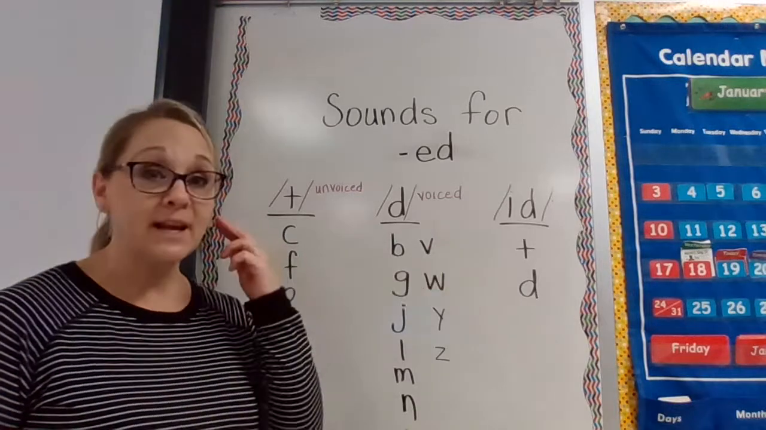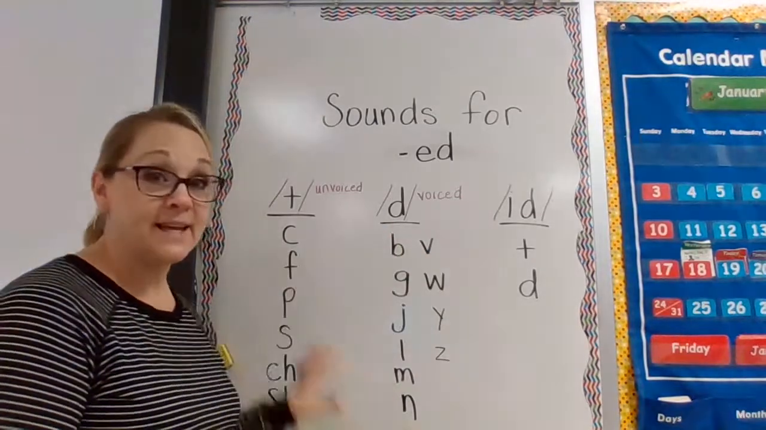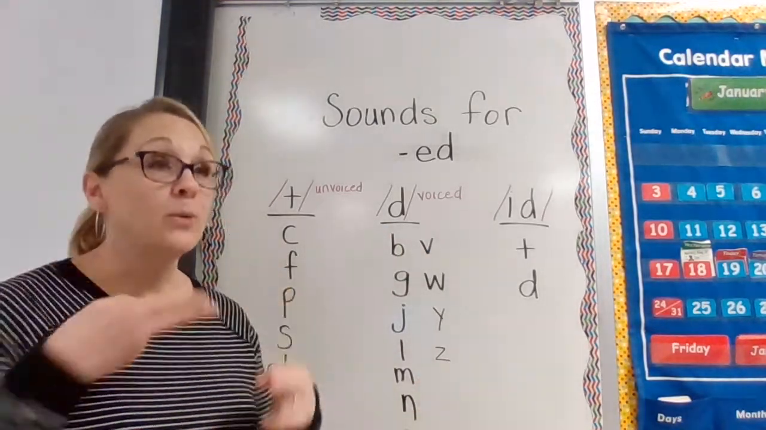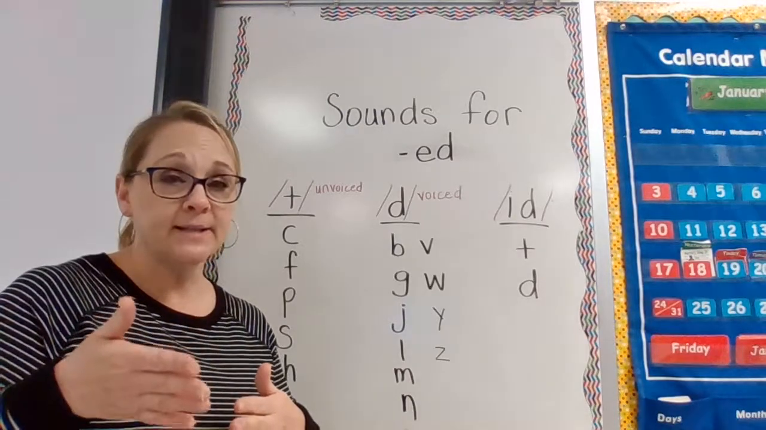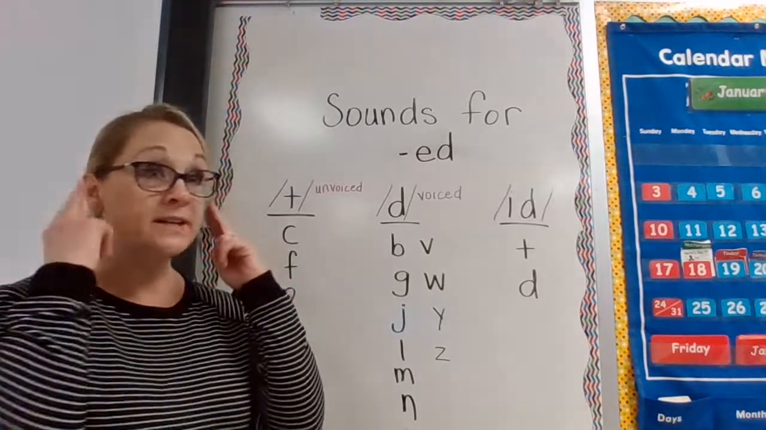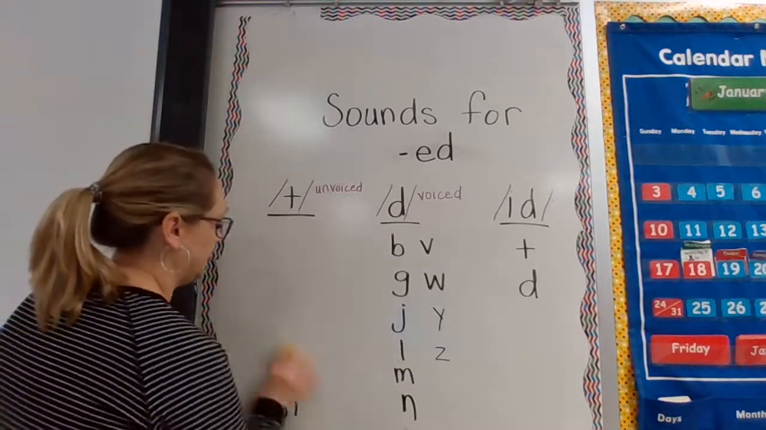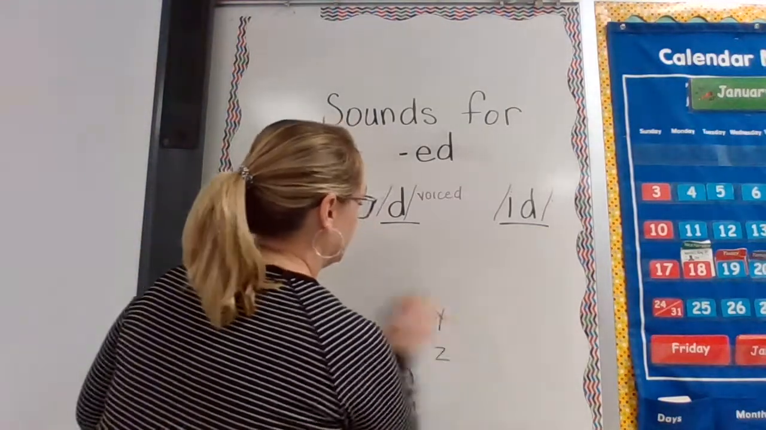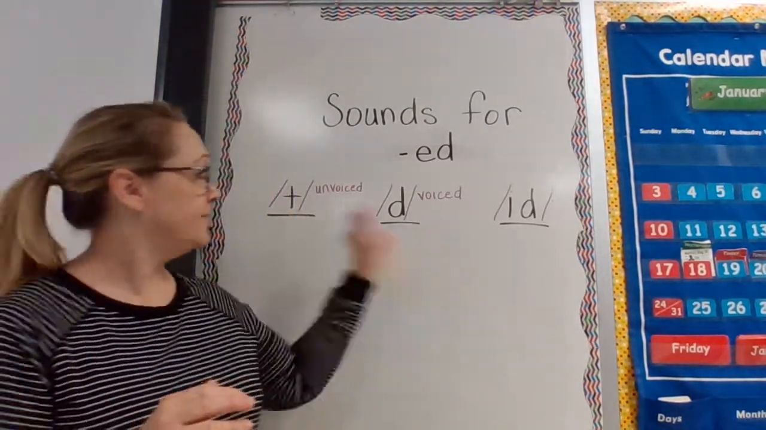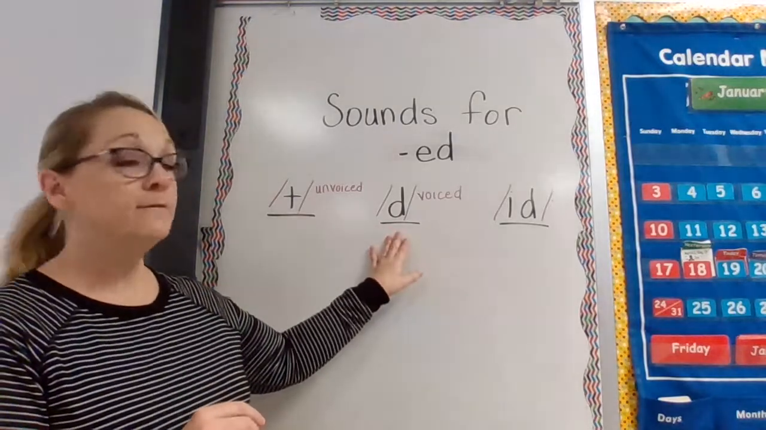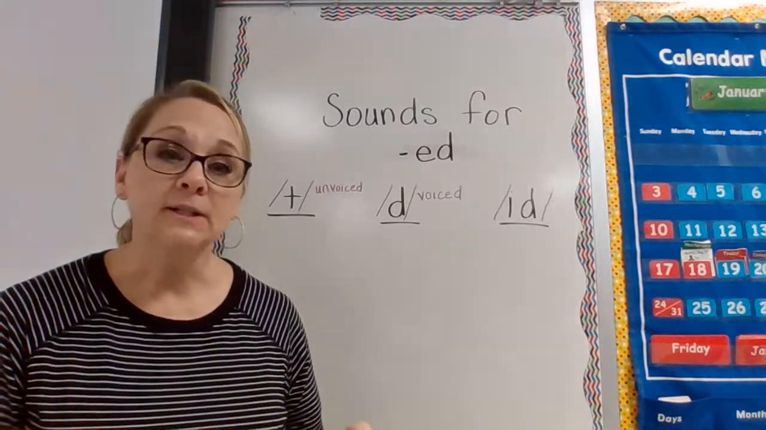I've got some words and I'm going to say them, and we're going to decide what sound the inflected ending ed is making in the words that I say. So we're going to have to listen. We can even feel our throat to figure out if the last consonant is voiced or unvoiced, and decide what sound we hear at the very end of the word. We have to decide if it's unvoiced ed, voiced ed, or if it's id.